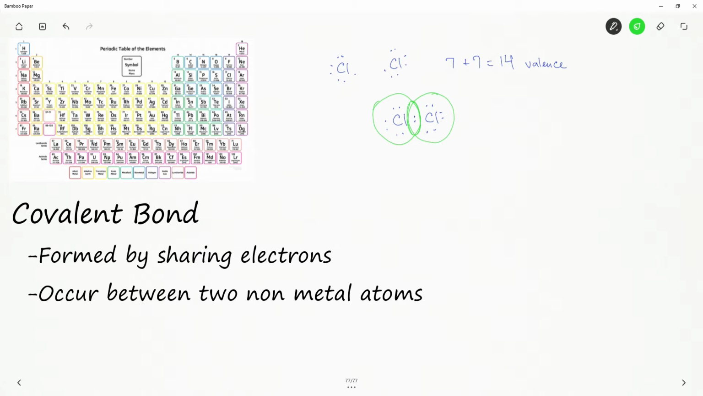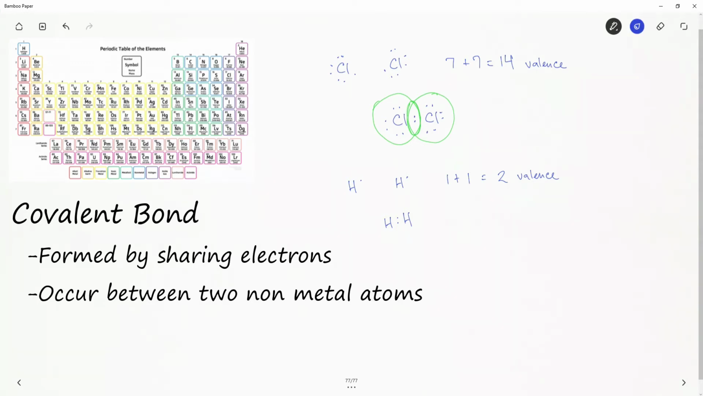We can see the same is true for, say, hydrogen. So hydrogen has 1 valence electron. If I bring 2 hydrogen atoms together, we have a total of 2 valence electrons. They will bond and share those 2 valence electrons.